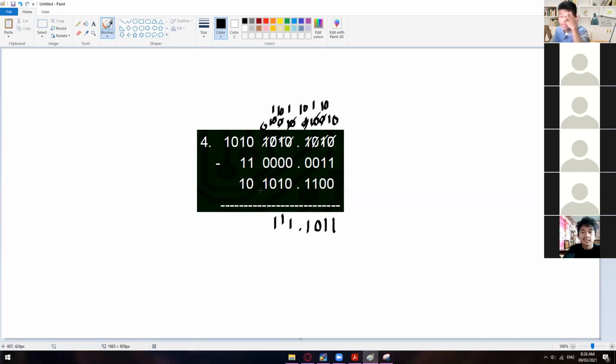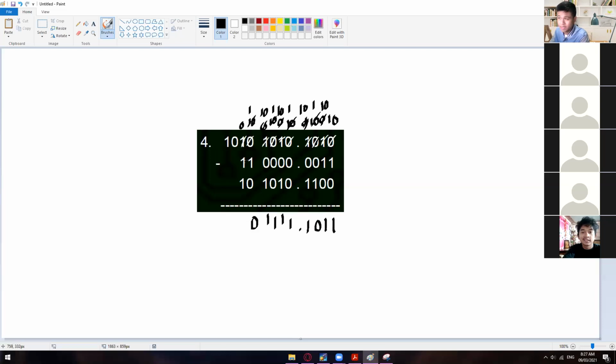0 minus 1 cannot be, so we have to borrow again. Okay, but then again, this one doesn't have anything, so we have to borrow from his neighbor. So 1 will become 0. 0 will become 10. And since he now has money, we can now borrow. So 10 right here will become 1, and this 0 right here will become 10. 10 minus 1 is 1. 1 minus 1 is 0.